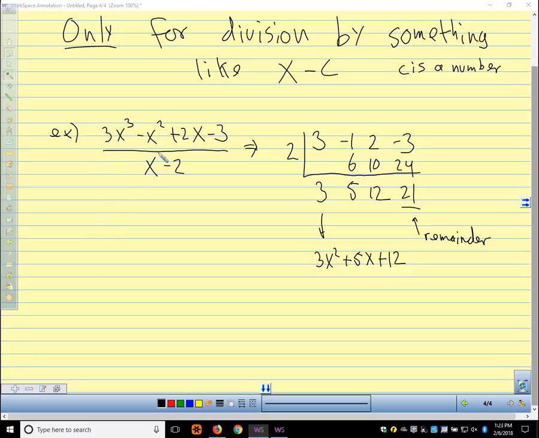This tells us that when I do this division, I get 3x squared plus 5x plus 12 plus 21 over x minus 2.